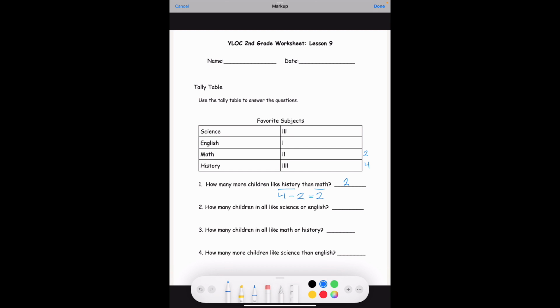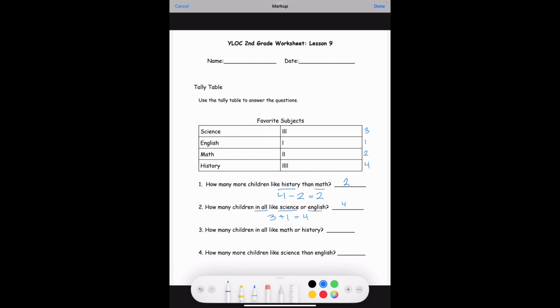Number 2, how many children in all like science or English? So we're finding science and English, both subjects, and how many people voted for it. So science is the first one, and there's 3 lines, so 3 people voted for science. And English, right below that, there's only 1 line, so only 1 person voted for English. So 3 plus 1 equals 4. So in all, 4 people like science and English.